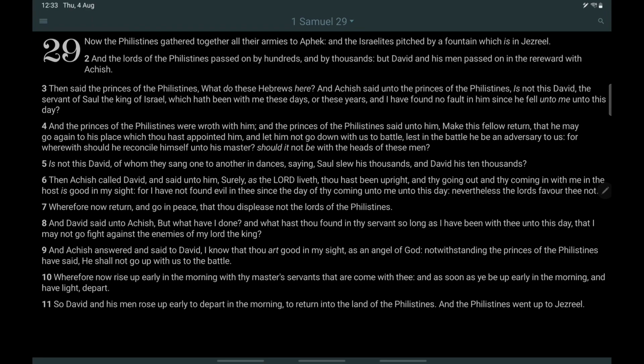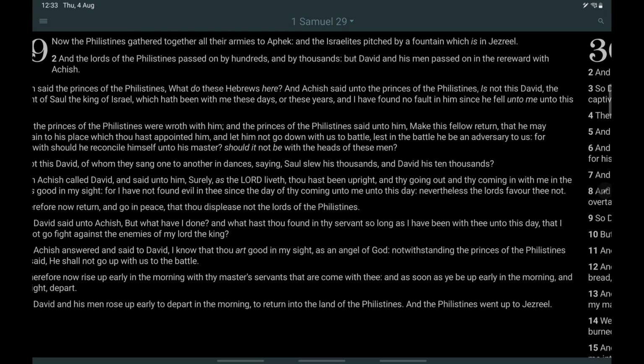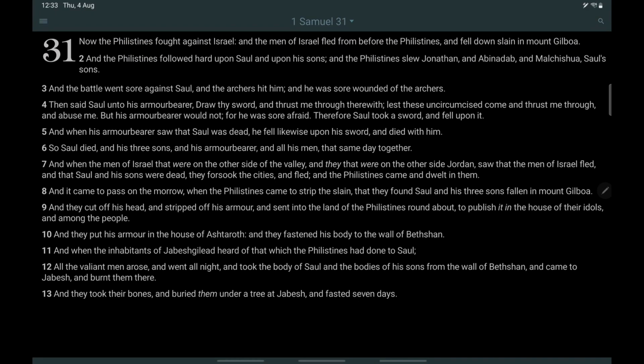Then Achish called unto David, and said unto him, "Surely, as the Lord liveth, thou hast been upright, and thy going out and thy coming in with me in the whole host is good in my sight. For I have found no evil in thee since the days of thy coming unto me unto this day. Nevertheless, the lords favour thee not. Wherefore now return, and go in peace, that thou displease not the lords of the Philistines." So they refused to let David go down with them, because they thought that David would betray them in the fight against Saul. Now I'm going to read chapter 31.